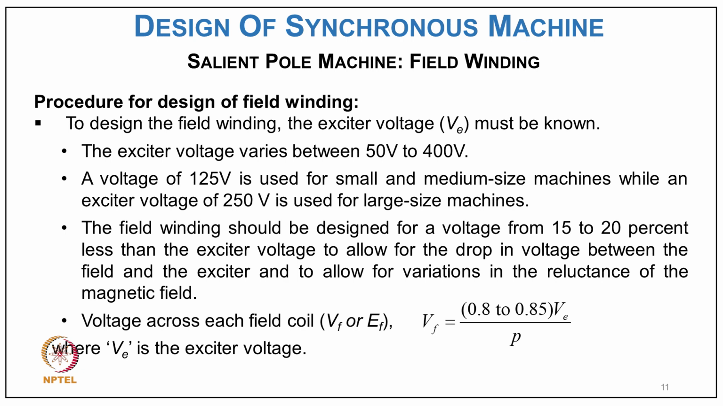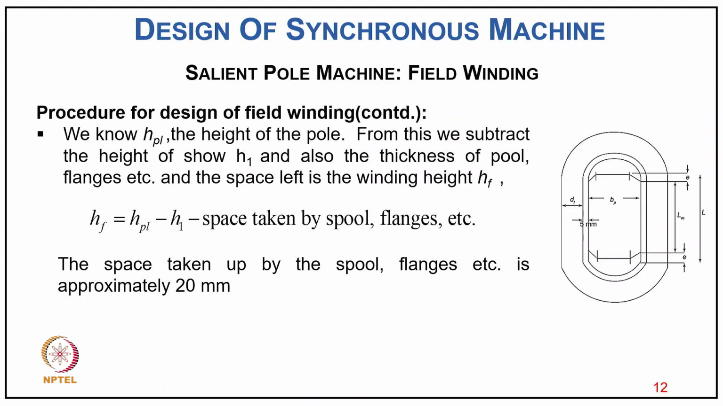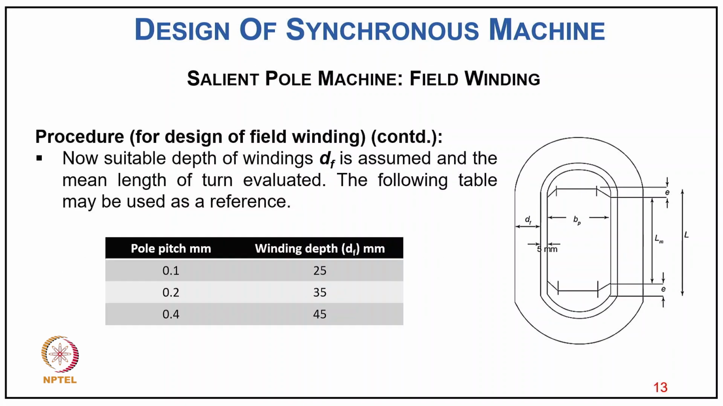to allow variation in reluctance of the magnetic circuit. So voltage across the field coil VF or EF equals 0.8 to 0.85 of V divided by P, where V is the exciter voltage. Now coming to HPL, the height of the pole, from which we subtract the height of the shoe H1 and also the thickness of the pole flange, etc., and the space left is the winding height HF. So HF equals HPL minus H1 minus space taken by the spool flange, etc. The space taken by the spool flange is approximately 20 millimeter, as you can see in the figure.